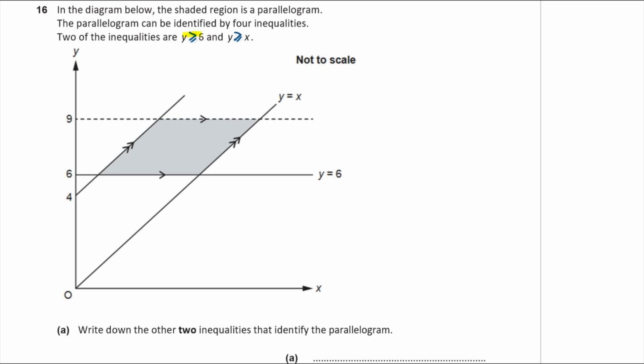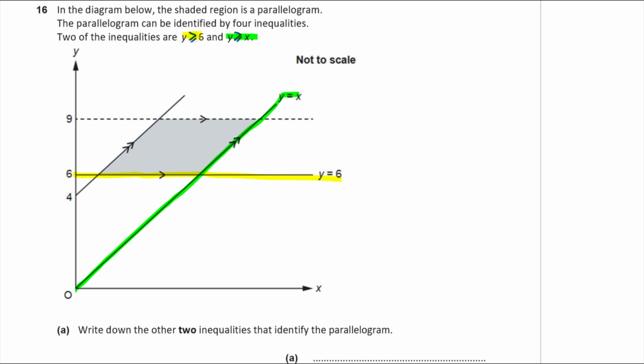Y is greater than or equal to x. Well, the line y is equal to x is this one, and you can see that we want the area above that line, which is y is greater than or equal to 6. Can be equal because it's a solid line. If it's a dotted line, it needs to be greater than or less than, but it can be greater than or equal to for this one. And the other line we've got is y is greater than or equal to x. Y equals x is this diagonal line coming up here, isn't it? So that's the line y is equal to x there.